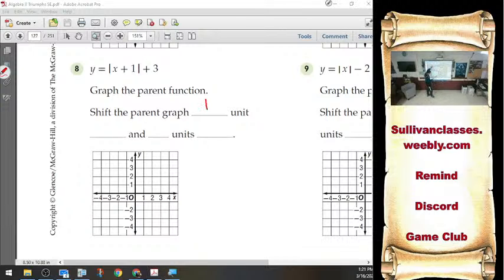So since it's in parentheses, we have to go to the opposite. So 1 to the left. That's about parentheses. So 3. Okay. So come over here. And then once you're done, don't erase. And then use our slope of 1 and -1 on the different sides. Connect the dots. We got a V.